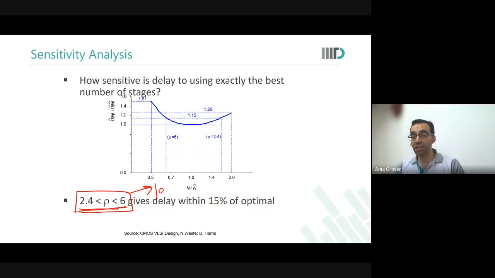So again, look at it. This is not an exact method. This is a back of the envelope method to give you approximate sizing, an estimate of what your circuit would look like, how much area it would consume. It's just that.